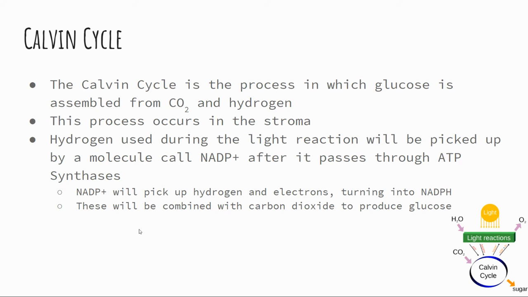Hydrogen used during the light reaction will be picked up by a molecule called NADP plus after it passes through ATP synthase. So NADP plus again is our electron carrier. NADP plus will pick up hydrogen and electrons. Once it picks these up, it turns into NADPH. So NADPH has the hydrogen and electrons; NADP plus does not. These will be combined with carbon dioxide to produce glucose in the Calvin cycle.